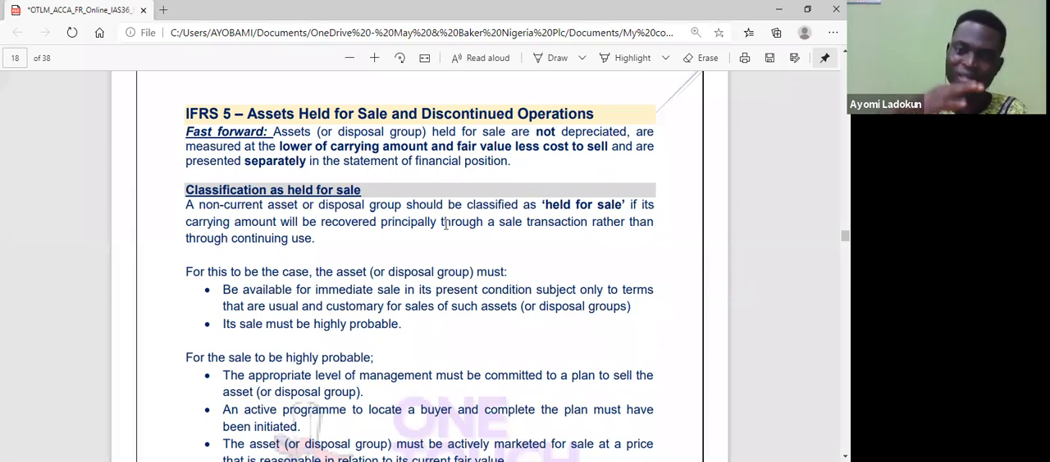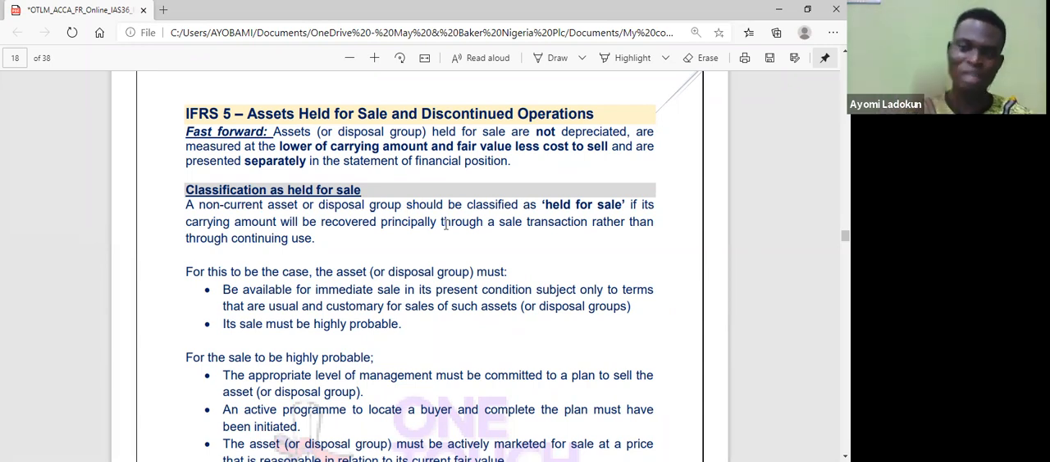The idea is if the classification is not governed by a standard, then entities can use it to manipulate their reported performance or reported profit, as the case may be. Okay, so IFRS 5 will apply if an asset will be held for sale, if its carrying amount will be recovered through sale rather than continuing use.